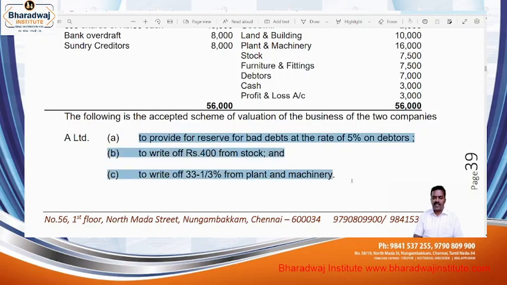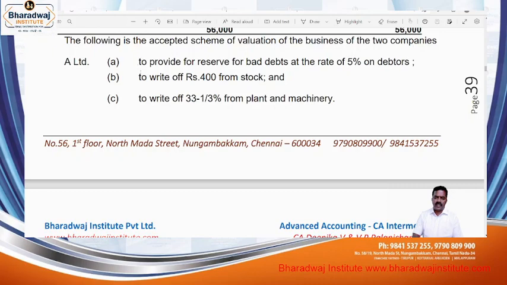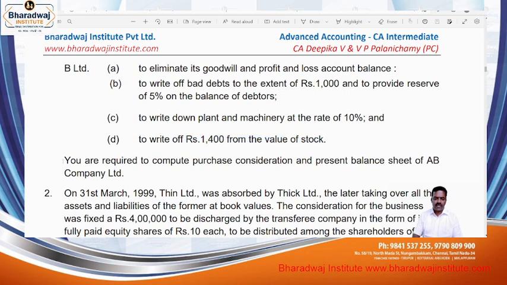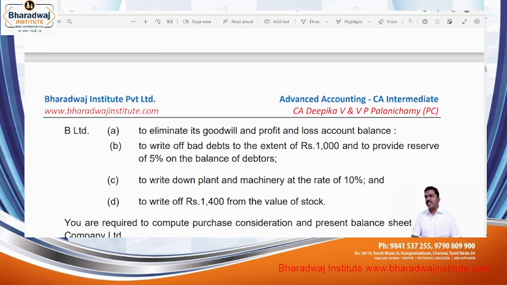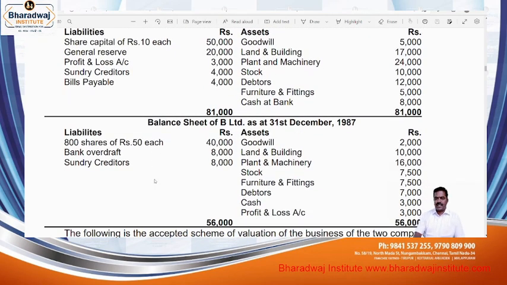Once they revalue the assets, it becomes what? Merger or purchase? Purchase. To provide reserve for bad debts, write off 400 from stock, write off 33 1/3 from plant and machinery. To eliminate goodwill and P&L account balance for B Limited, write off bad debts, provide for reserves, write down the plant and machinery at 10%, write down from the value of which one? Stock. You are required to compute which one? Purchase consideration and prepare the balance sheet of which company? AB Limited. So which method for purchase consideration? Net assets method.